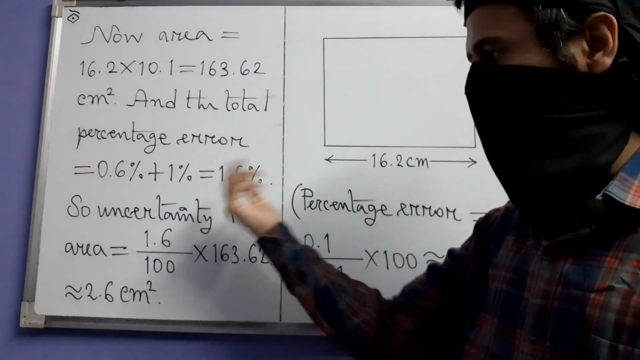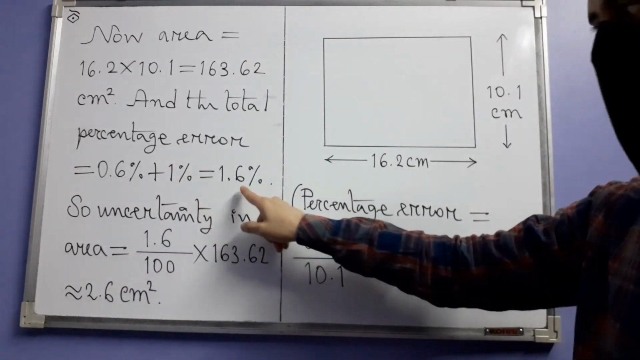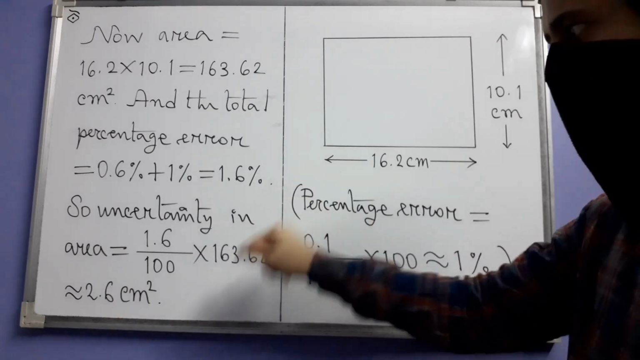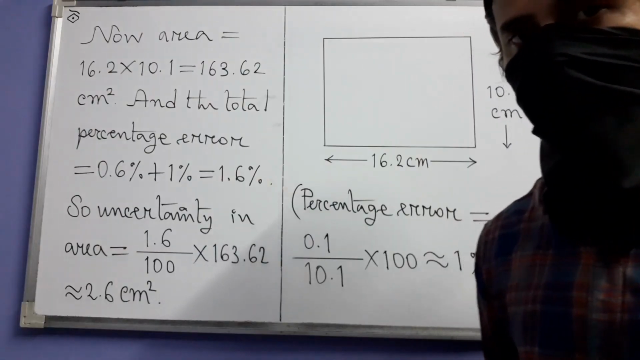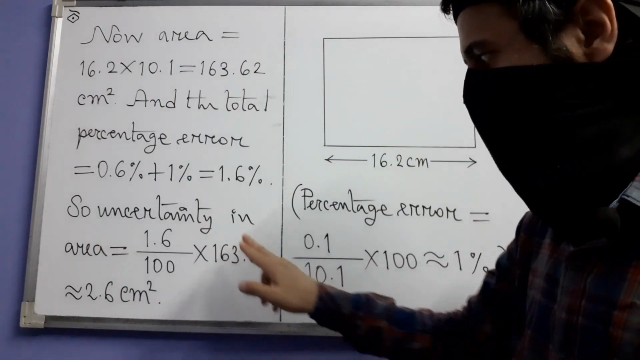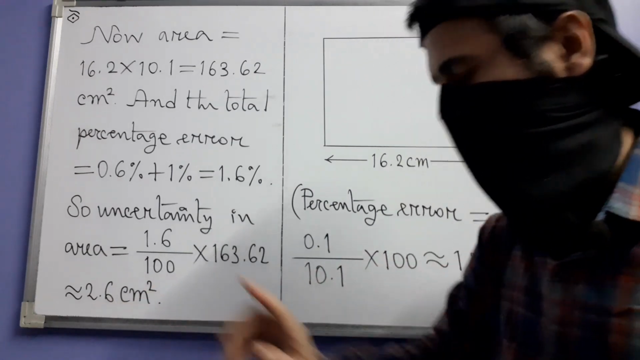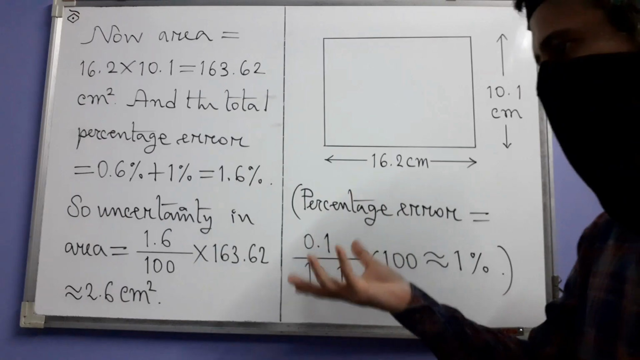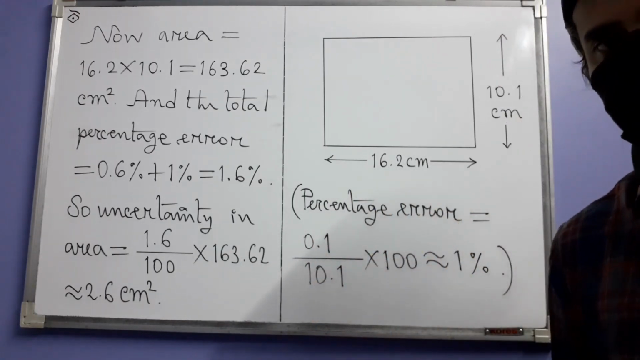So we add the percentage errors, 0.6% and 1%. So this becomes 1.6%. And using this, we can calculate how much uncertainty we have in this area value. So 1.6% of this turns out to be roughly 2.6 centimeters square. But then with this information, what are you going to write as your final result?